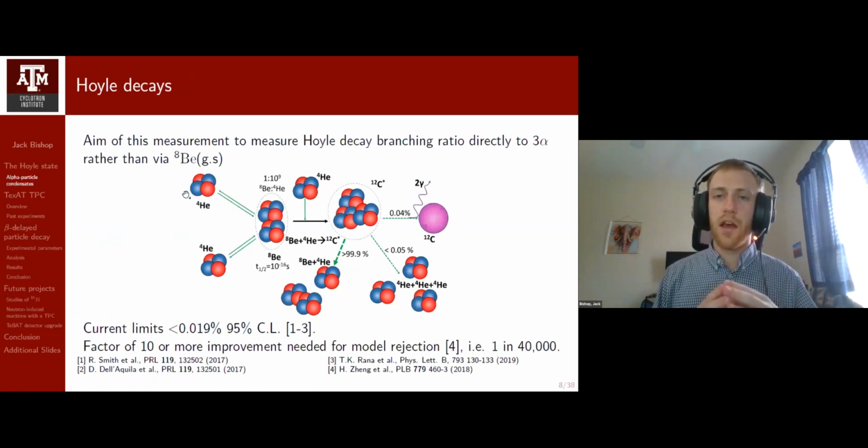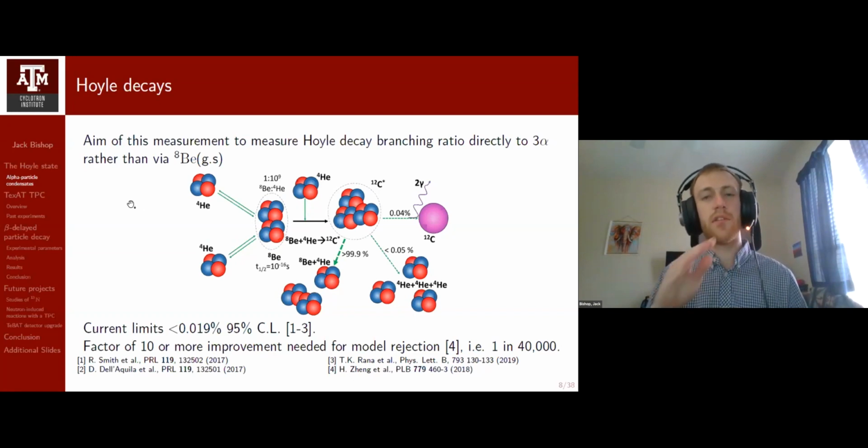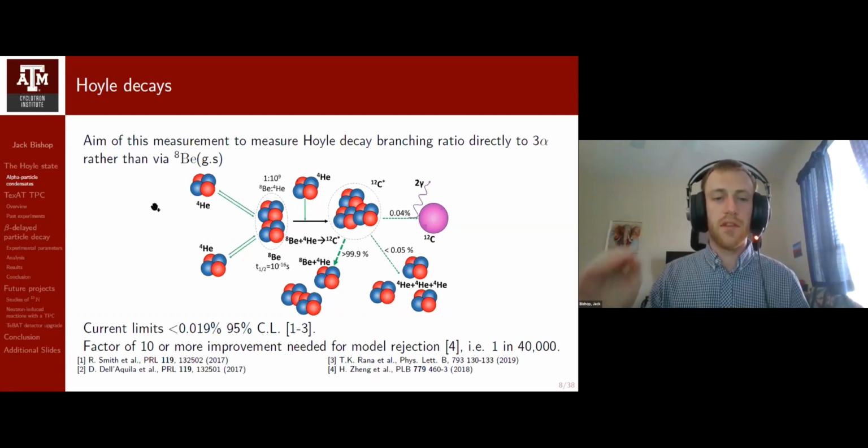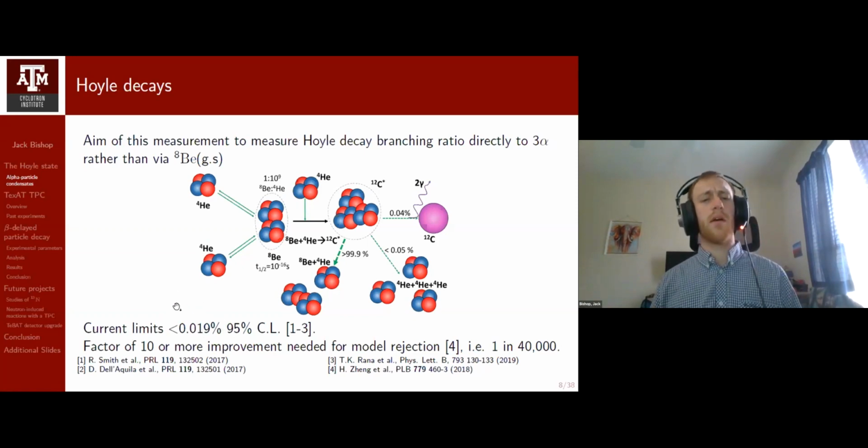Now, this is a branching ratio that has been measured fairly rapidly over the past 4 or 5 years. Over time, there's been a series of concerted experimental efforts which bring down this limit. The current limit shows that at the 95% confidence level, this branching ratio is less than 0.019%. If we start to think about how far we need to improve on this particular branching ratio before we can say conclusively whether the Hoyle state has an alpha condensate structure or not, then a factor of 10 or so would allow us to definitively reject the model.